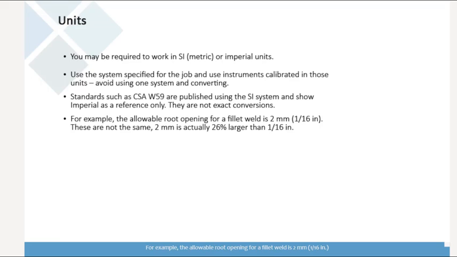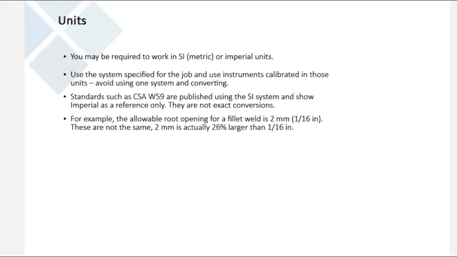For example, the allowable root opening for a fillet weld is 2 mm or 1/16 inch. These are not the same. 2 mm is actually 26% larger than 1/16 inch. Therefore, be certain you are always working to the correct units of a code or standard.